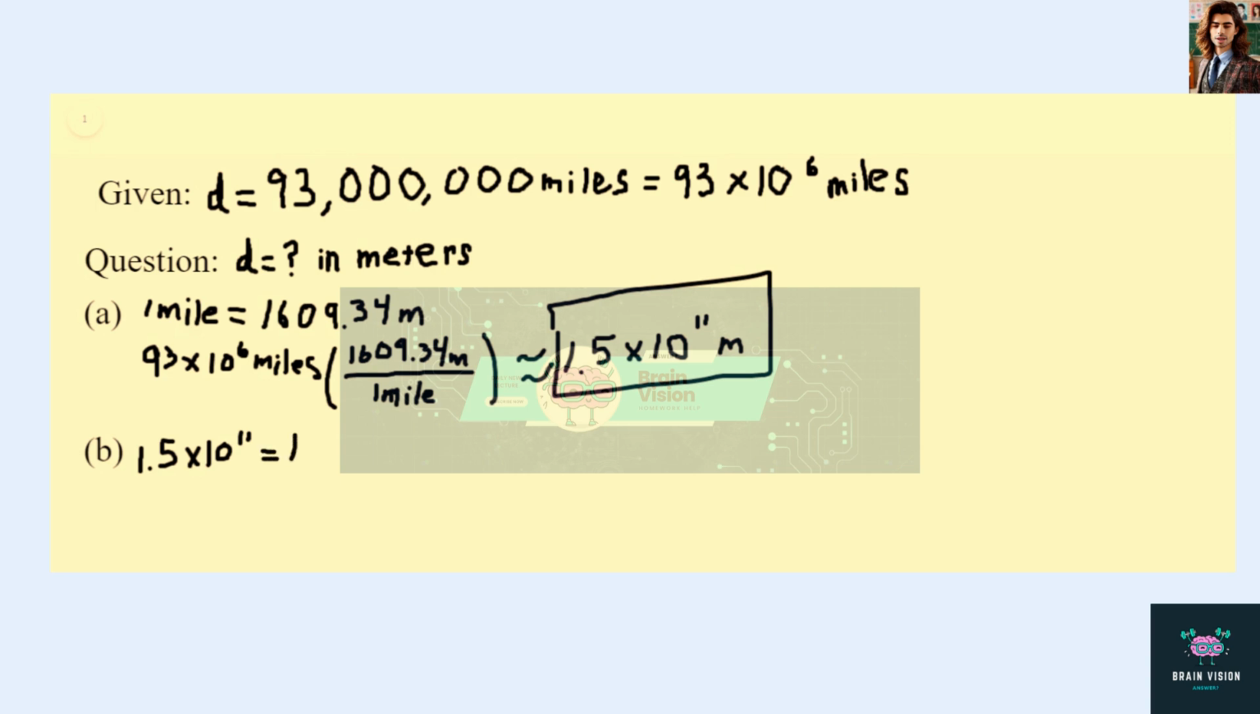we can rewrite as 150 just by moving the decimal place: 150 times 10 to the 9 meters. As I just stated, 10 to the 9 is equivalent to giga, so we can write this as 150 gigameters. Now the shorthand for giga is just capital G, so we can write GM for gigameters. Okay, there's our solution for part B.